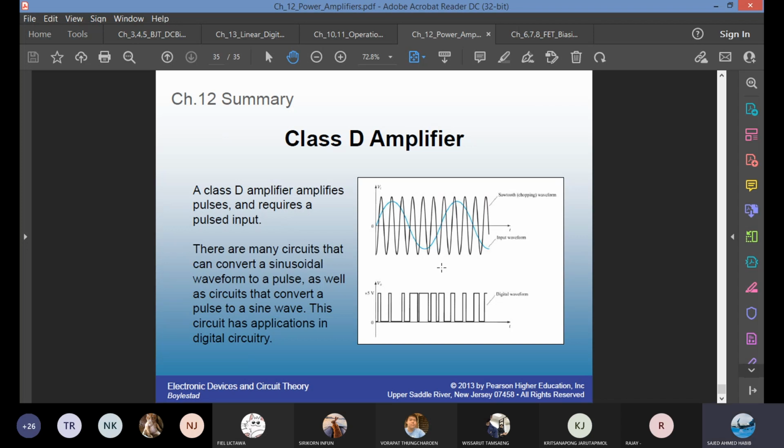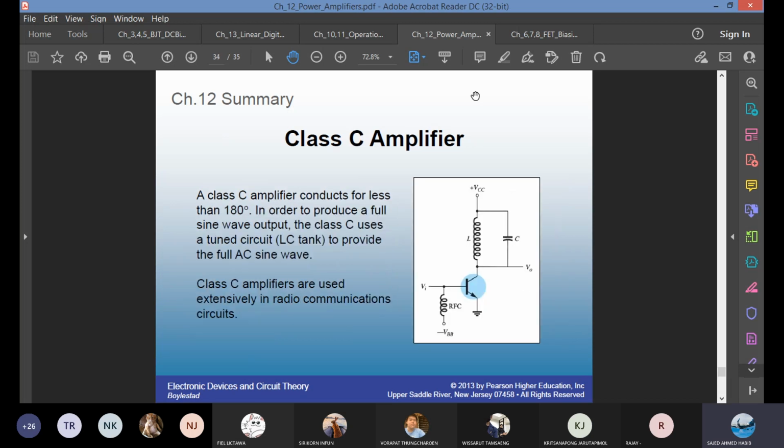Class D is for digital. There is a harmonic distortion. Where is the harmonic distortion? I don't see it. Maybe in the next chapter.